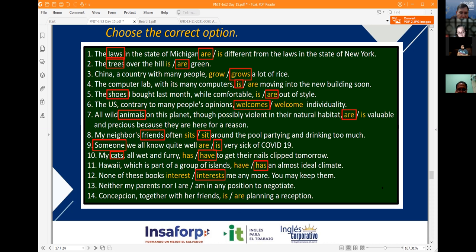Neither my parents nor I am. The rule of proximity, okay? The verb conjugates with the second subject. Concepcion, together with her friends, eliminate the information in commas. Concepcion is planning a reception.